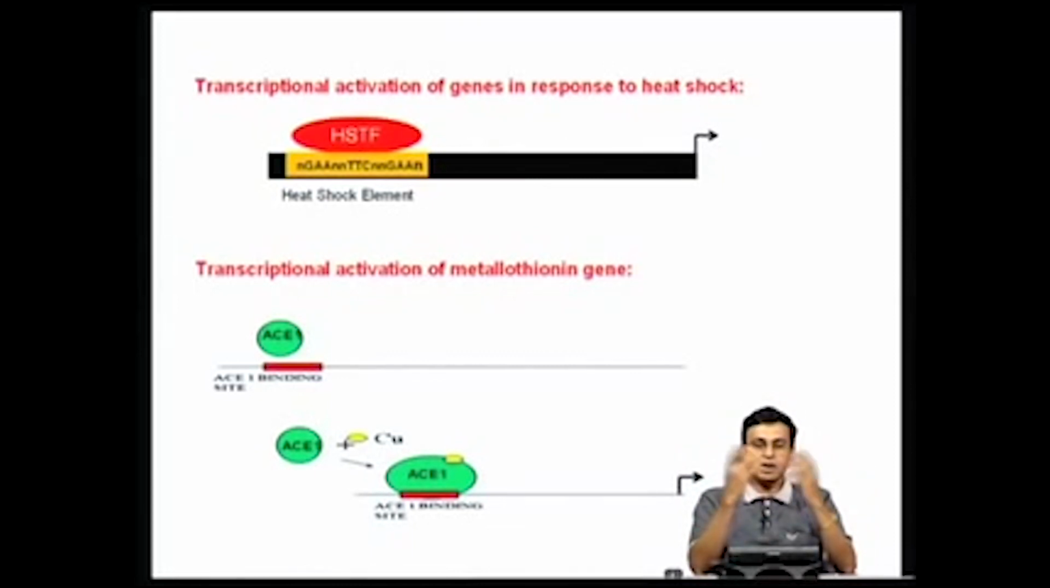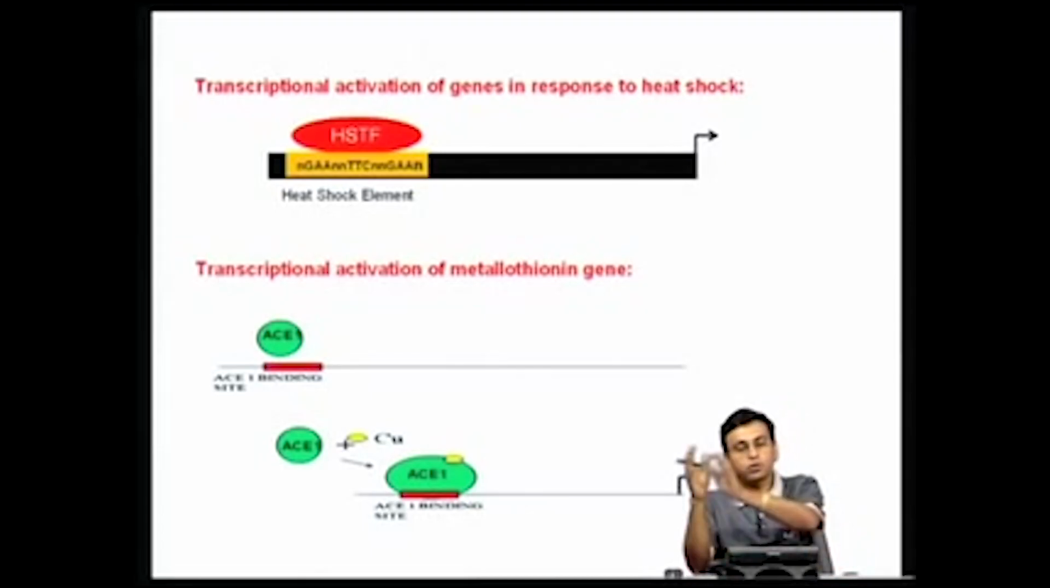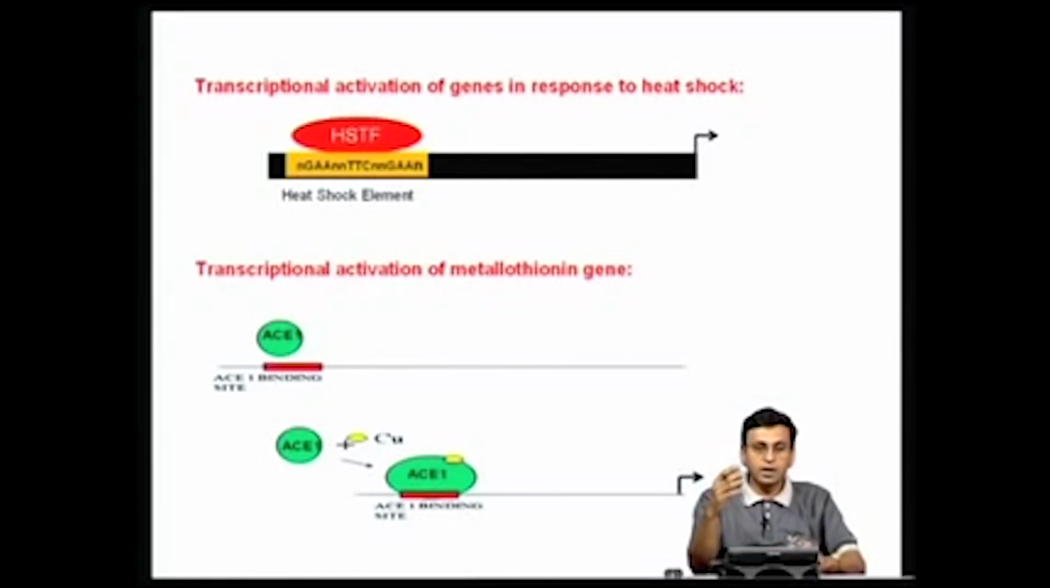For example, there are genes called heat shock genes, and these genes are active only under conditions of heat shock. As long as you grow these mammalian cells at 37 degrees centigrade, which is the normal body temperature, these genes are not active, these genes are not transcribed. But when you increase the temperature from 37 degrees to 42 degrees, this is what is called heat shock, then certain genes called heat shock genes are activated.